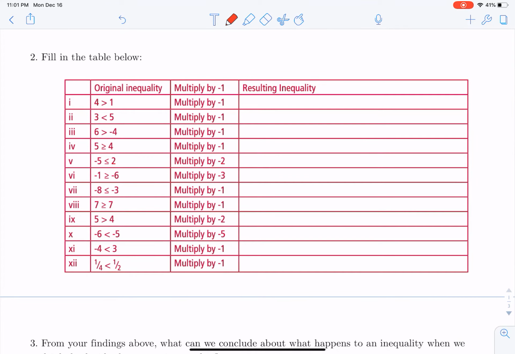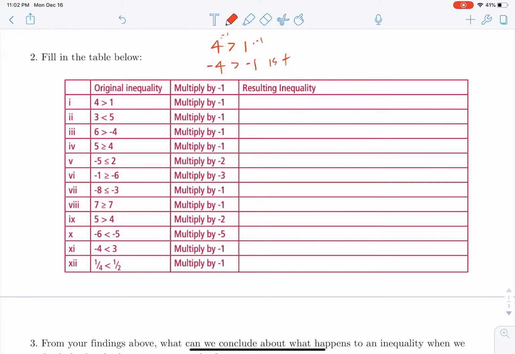So here it says fill in the table below. My original inequality is 4 is greater than 1. And I want to multiply both sides of the inequality by -1. So I'll do this first one up here. So 4 is greater than 1. And I want to multiply this by -1, and I want to multiply this by -1. So I end up getting -4 is greater than -1.